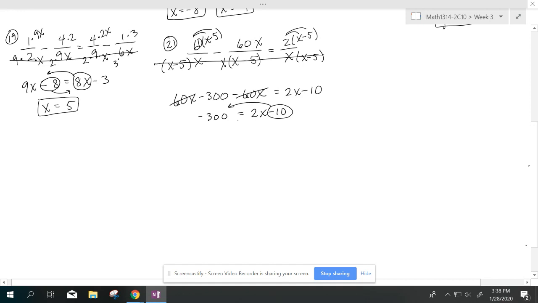So what is negative 300 plus 10? And then we're going to have to divide both sides by 2. Negative 145. And then if I wanted to, could I plug that back in and check it? I don't want to. I'm lazy. I could. Do y'all have any questions about that problem? Anybody? Okay, next problem, number 21.